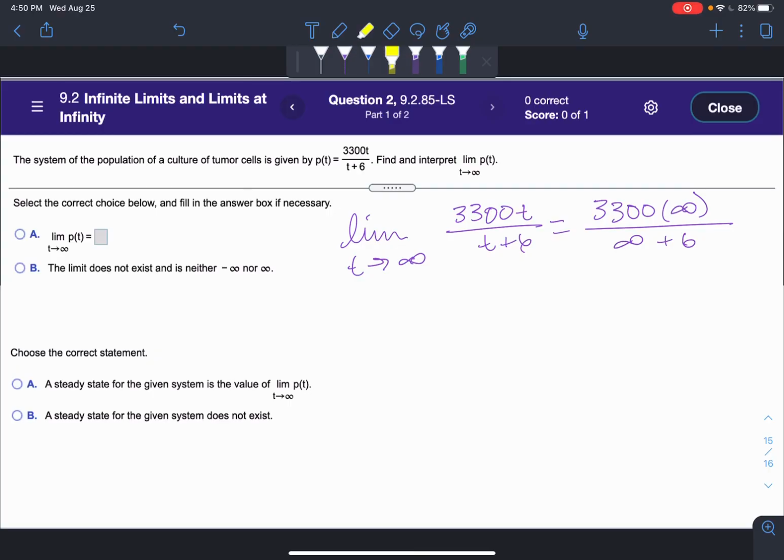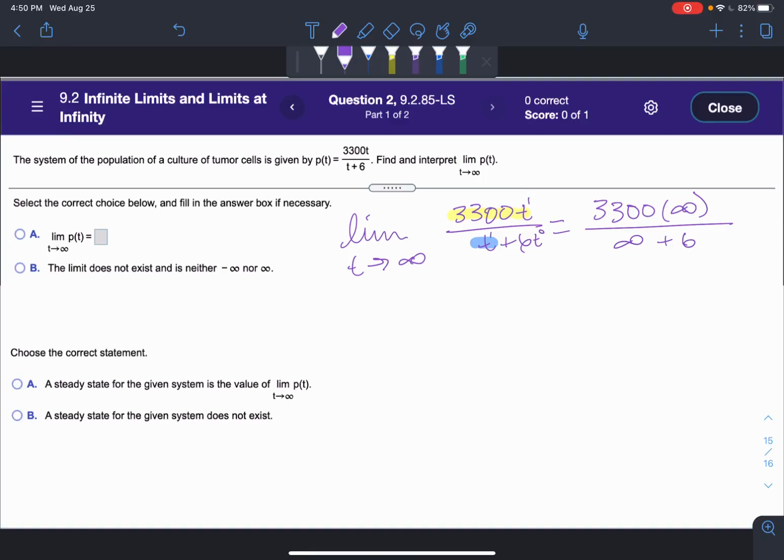So my leading term in the numerator would be 3300t, because that has a degree of 1, and it's the only term in the numerator. And in the denominator, I have t to the 1 power, and then 6t to the 0th power. So my t is my leading term for the denominator. And so we can rewrite this problem as the limit as t goes to infinity of 3300t over t.